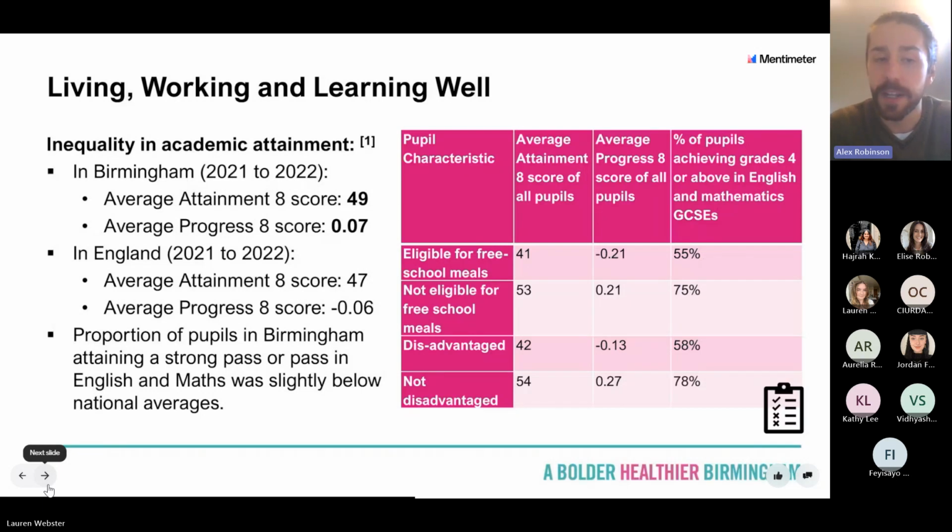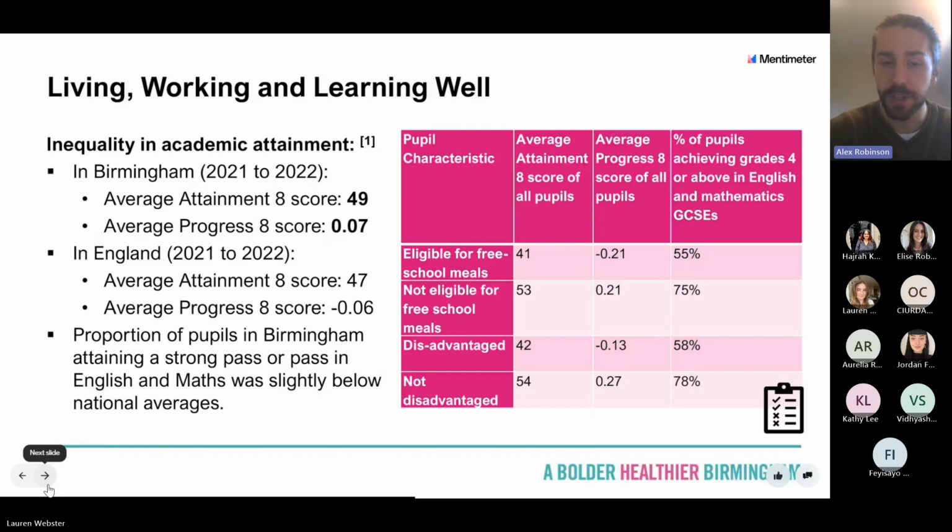Then when we look at Progress 8 scores, Progress 8 ranges from -1 to 1, where a score of 1 indicates that pupils in a group, on average, will make, it's a bit of a hard one to explain. Pupils in a group will make, on average, a grade more progress than the national average for students with a similar starting point in year 7. So basically, from year 7 to 11, they will make 1 grade more progress than similar groups who were at a similar starting point. So with Progress 8 scores, the Birmingham average was 0.07. That indicates a slightly greater progress than the national average.